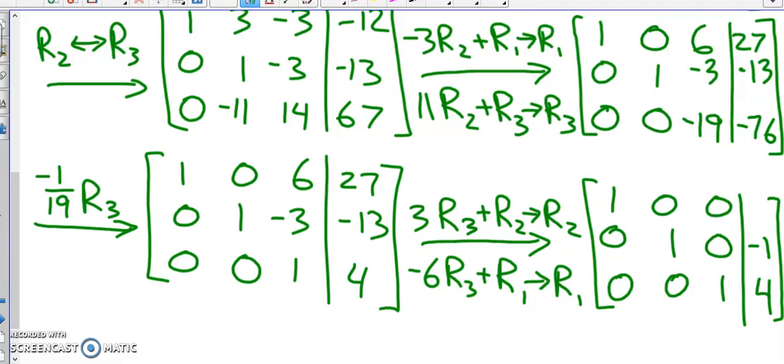Those three numbers, those two stay the same, the 6 becomes a 0, so I only have one number to figure out. So negative 6 times 4 is negative 24 plus 27 is 3. And the problem is done because the x is 3, the y is negative 1, and the z is 4. Yep.